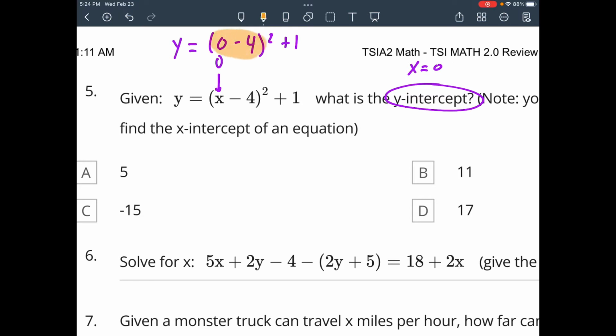Parentheses, right, first. 0 minus 4, that's negative 4. Squared plus 1. You got to be careful when you do this also because you might not have a fancy calculator. Negative 4 squared means negative 4 times negative 4. And that gives you 16. And 16 plus 1 gives us 17. Right? And I have a little note here that says if you want to find the x-intercept, you put the y equal to 0. And that's how you would solve it. But we're not asking that here.